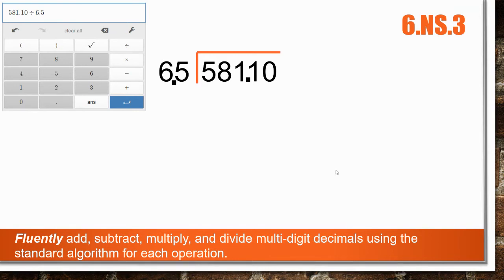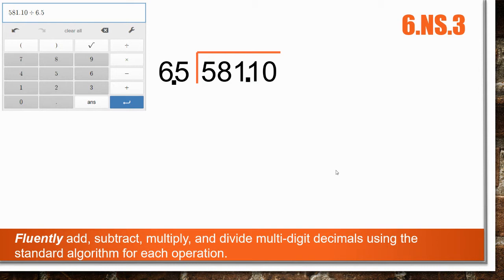Now we go to division. A little trickier, but it's exactly the same, as long as you know where to put your decimals, as when you did the whole numbers on 6.NS.2. So let's look at this for a second. I have 581 and 10 hundredths divided by 6 and 5/10. I have that loaded in the calculator for you.